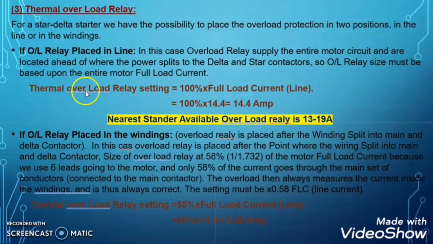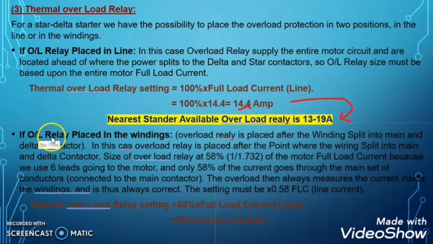Okay, so the thermal overload relay setting will be 100% of full load current. What is the full load current? 14.4, which we calculated in the previous step. So 100% of 14.4 is 14.4 ampere. So the nearest standard size overload relay is 13 to 19 ampere.